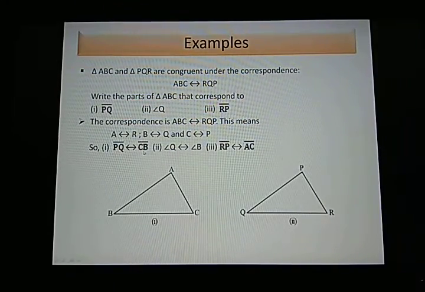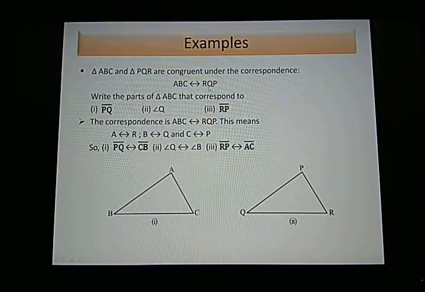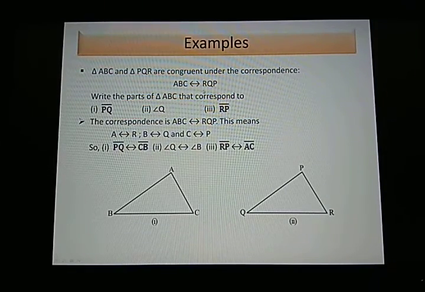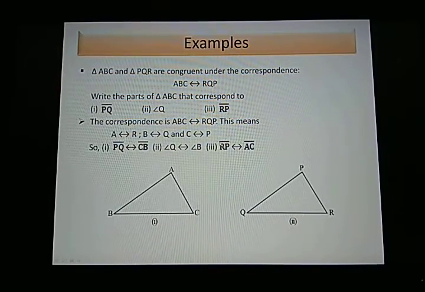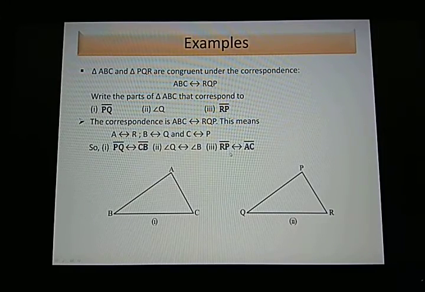Similarly, angle Q will be corresponding to which angle? Angle B, because Q is in the center, so angle B is also in the center. So Q will correspond to angle B. Similarly, RP will correspond to side AC. Clear? So no matter how you draw the triangle, you have to see the order, and accordingly you have to write the correspondence. Is it clear?